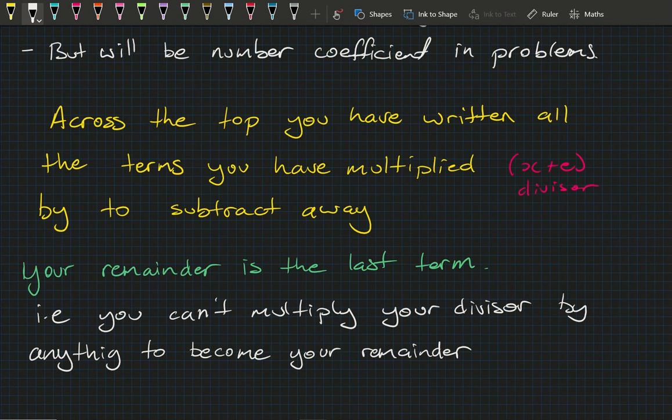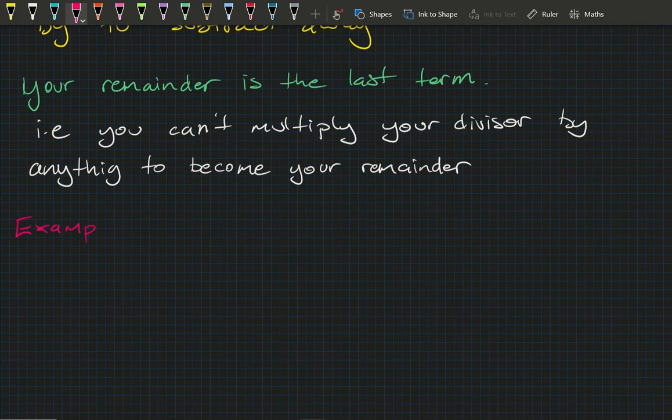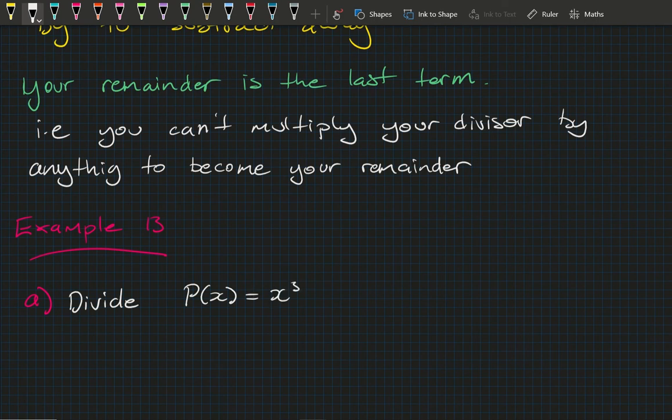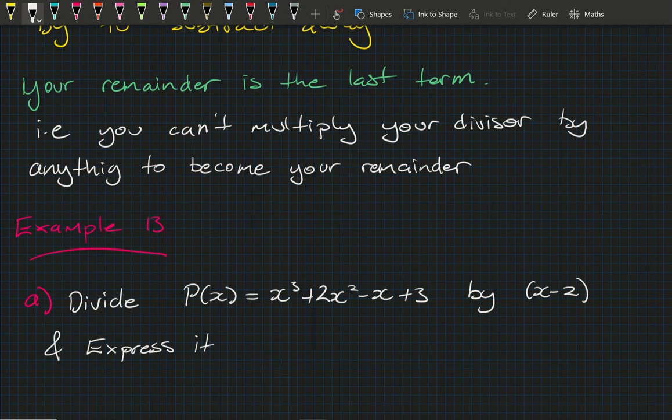So I think it's just best that we work through the examples, and that's example 13 today. And in part A today, we're going to divide p of x equal to x cubed plus 2x squared minus x plus 3 by the linear term x minus 2. And I hope you're fine without my color coordination to know which is which in here. Now, after we do our division, they want us to express it with p of x is equal to x minus 2 times some quotient of x plus a remainder.